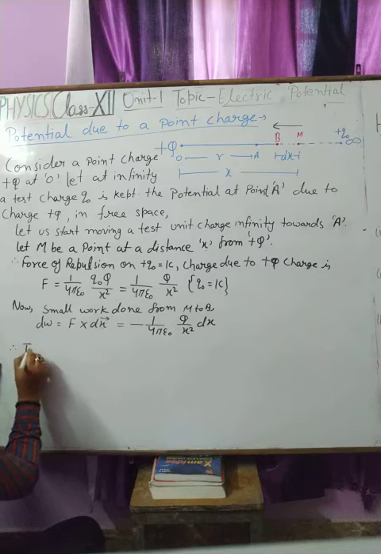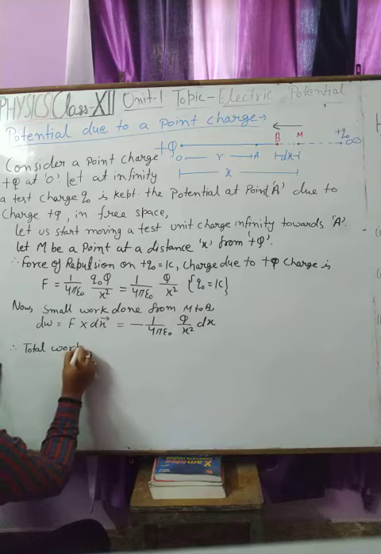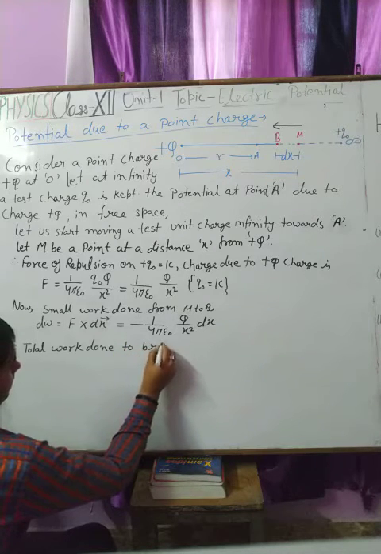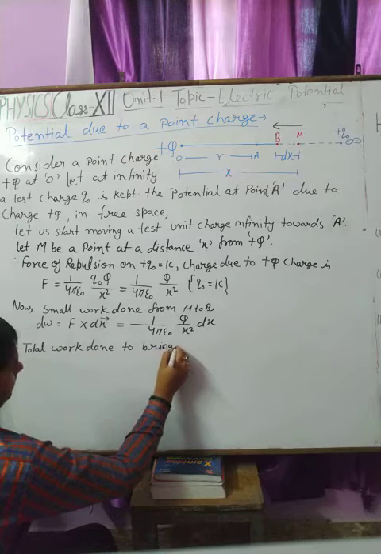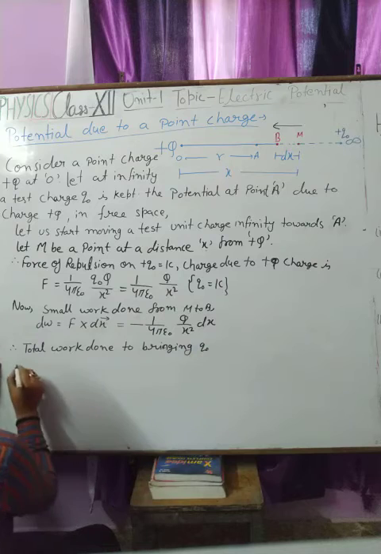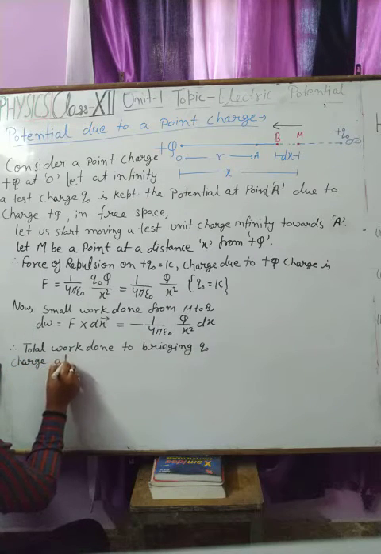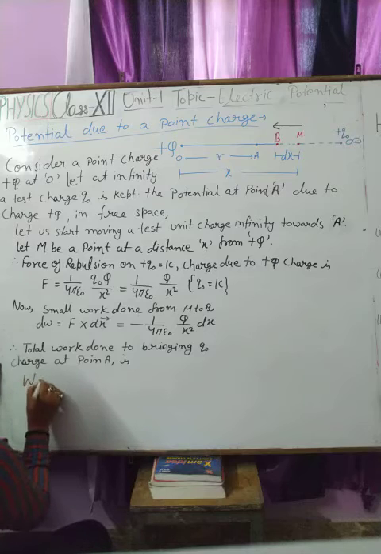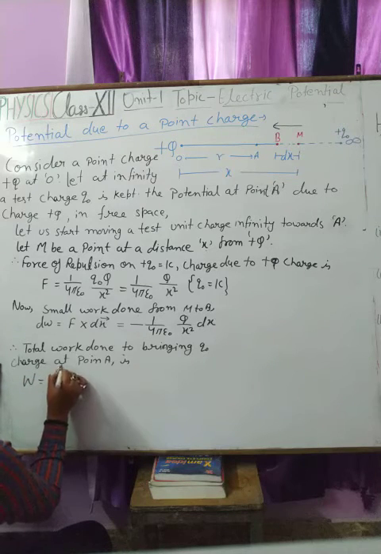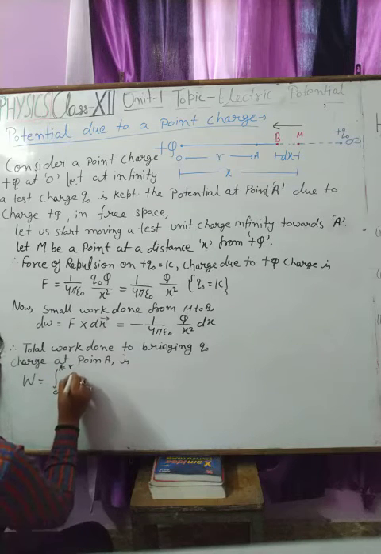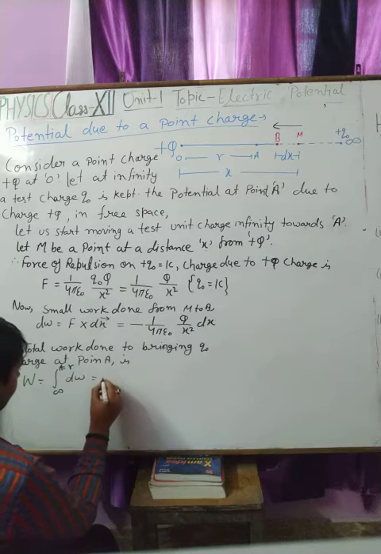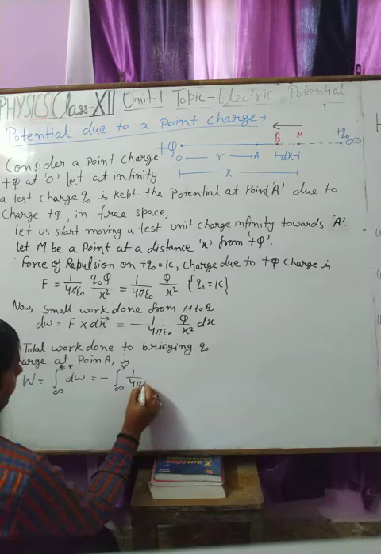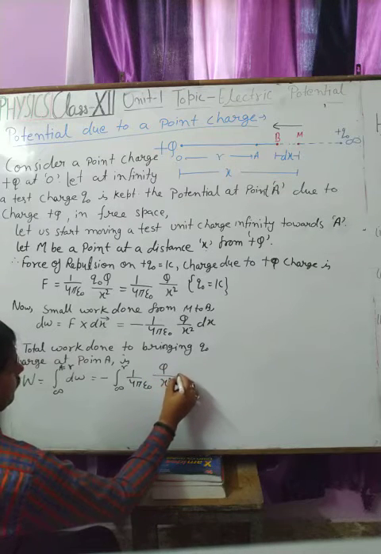Therefore, the total work done in bringing q naught charge at point A is W is equal to integration from infinity to point A, at distance r, of dW, and it is minus integration infinity to r of 1 upon 4 pi epsilon naught q upon x square dx.